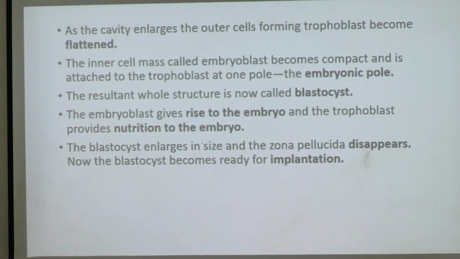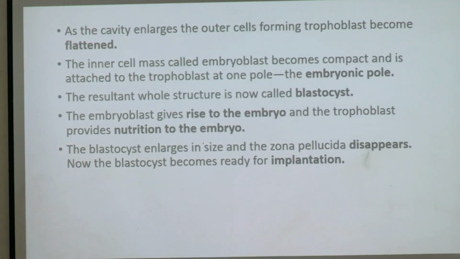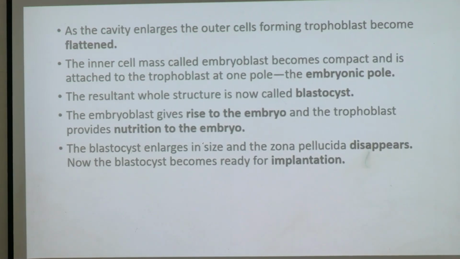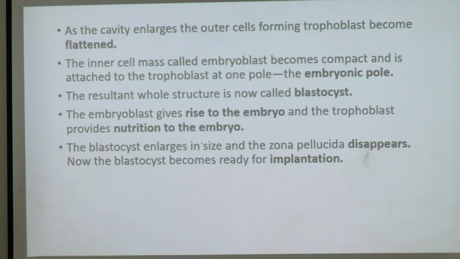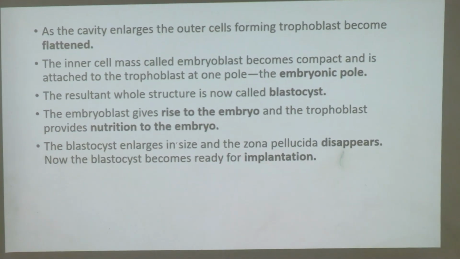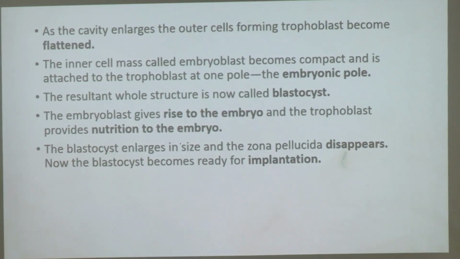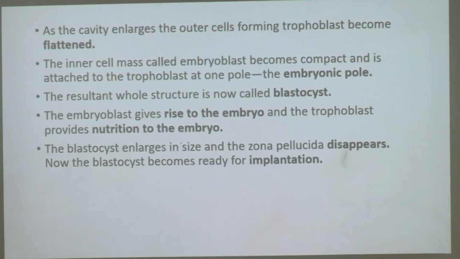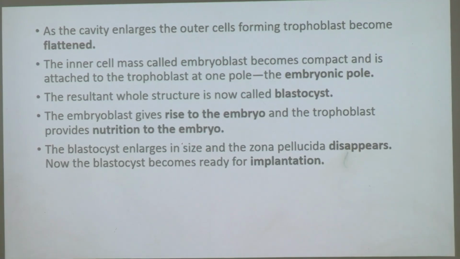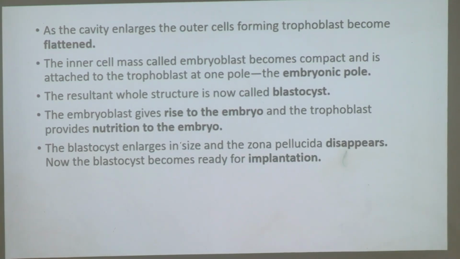So as the cavity enlarges, the outer cell mass layer, that is the trophoblast cells, will get flattened in structure. Okay. Then the point where the inner cell mass is attached to your outer cell mass, that end is called as the embryonic pole. Now the whole structure we call as the blastocyst. Before the implantation, the zona pellucida will disappear. Okay.